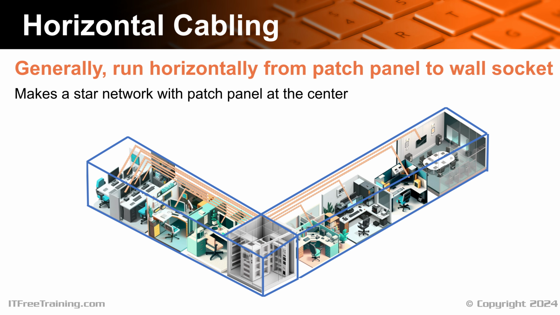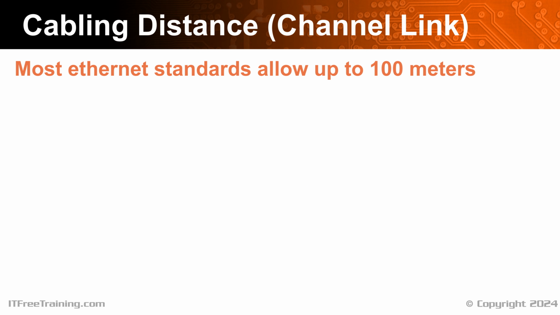Now let's have a look at what kind of distances we can expect. Most wired Ethernet standards have a maximum distance of 100 meters. This is the maximum distance of the whole link, which may be referred to as the channel link. Generally, this distance will be broken down as follows.